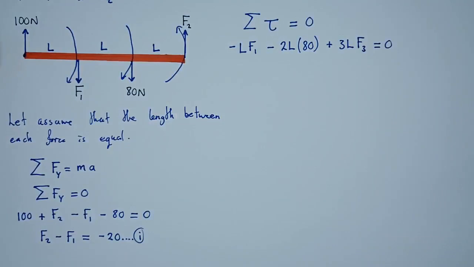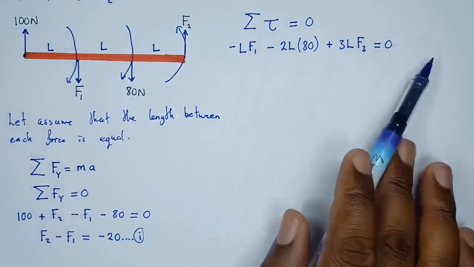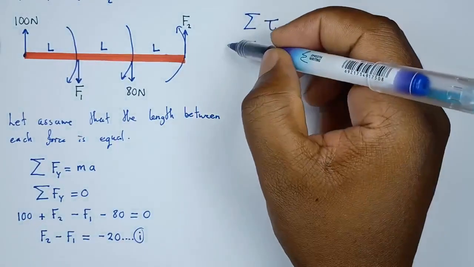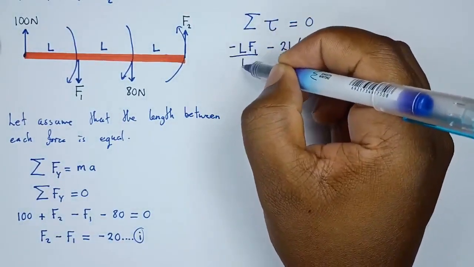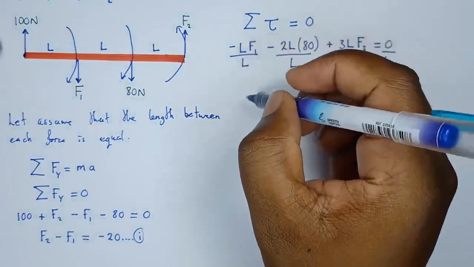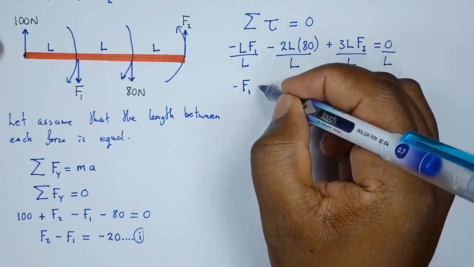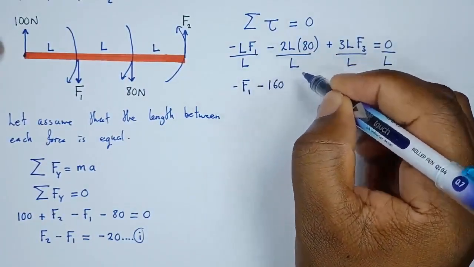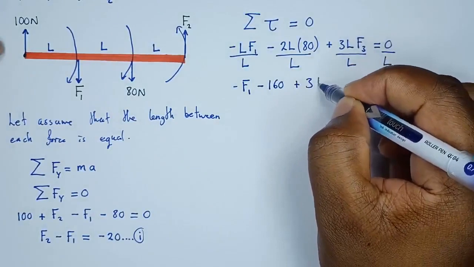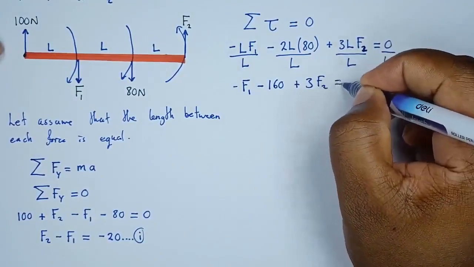Okay. Before we push terms to the other side of the equation, let's get rid of L. How do we get rid of L? We're going to divide by L throughout. So what do we get? This gives us a negative F1, the L cancels, so negative 2 times 80, which is negative 160, plus 3F2. Not F3, it's F2, sorry. Everything is equal to 0.